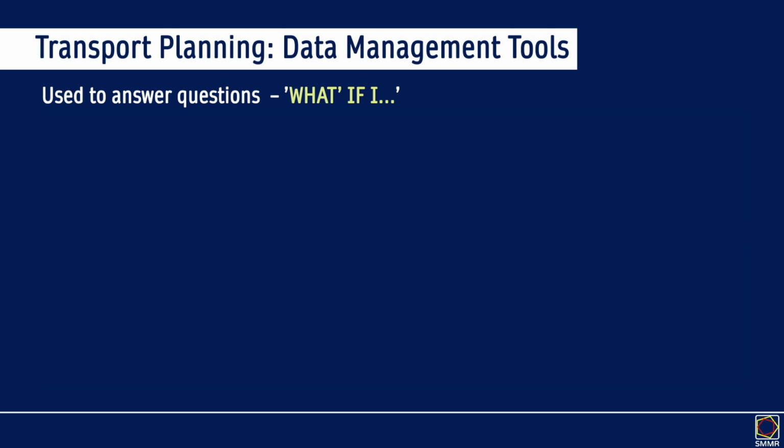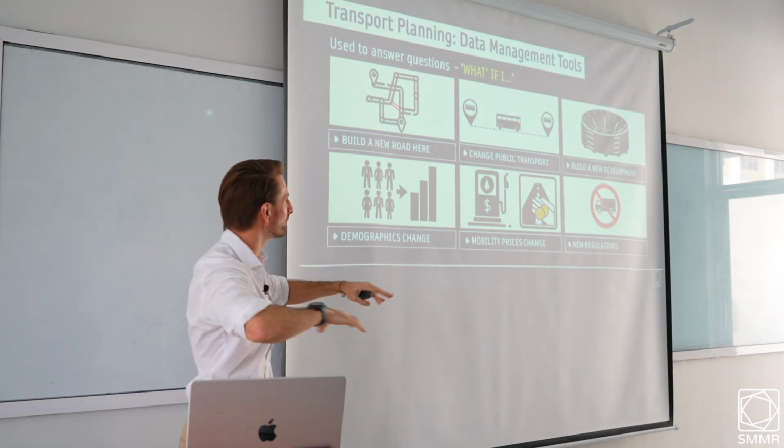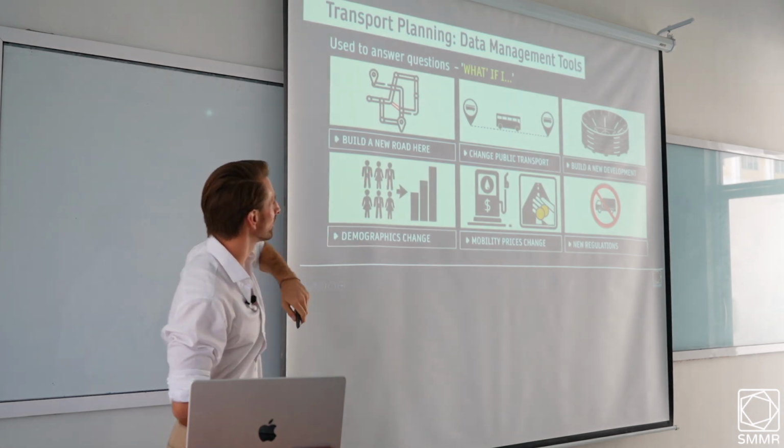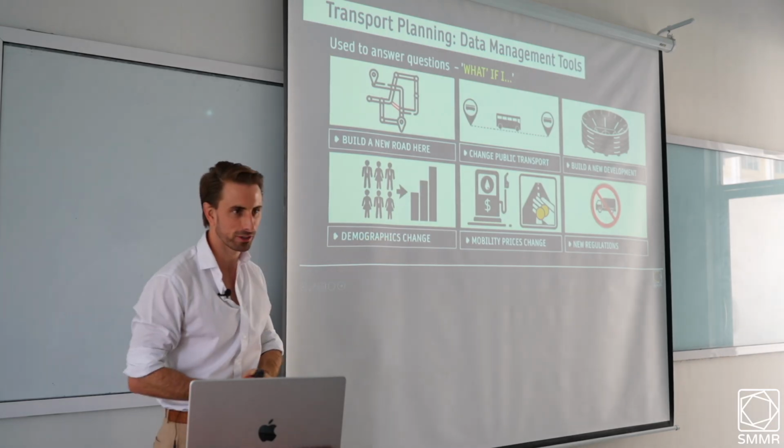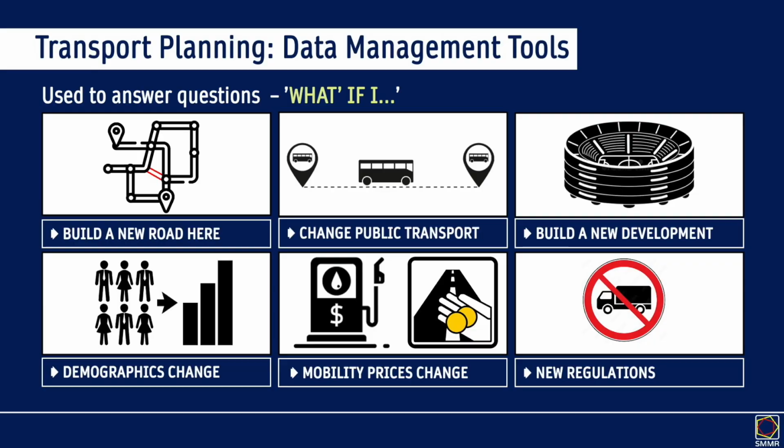So you know your land use, you know all your road networks, and you know the demand. So you know how people are moving through the city. And once you've done that, you can use tools to answer, what if I build a new road here? Or what if I make a change to the public transport network? Or maybe what if I build a new hospital somewhere or a new stadium? What impact will that have on the transport network? What if there's a certain demographic change? What if there's a change in mobility prices? Or what if we introduce new regulations where a certain kind of heavy vehicle is no longer allowed in the city center? We want to use tools that can help us answer some of these big, complicated questions.